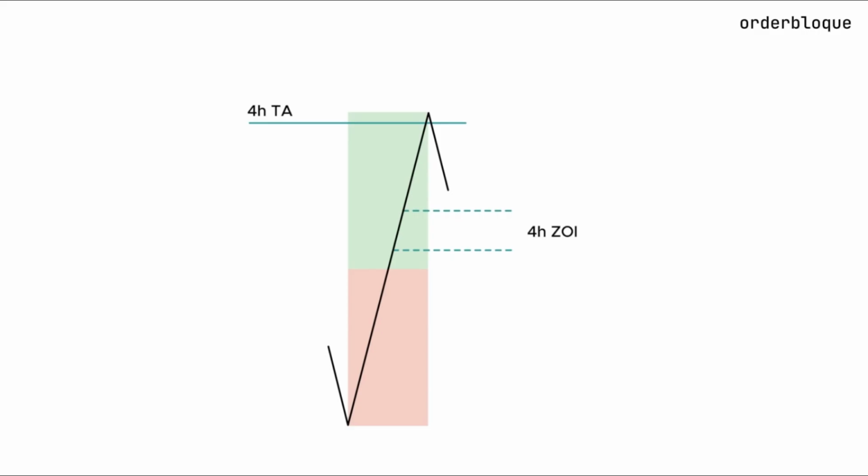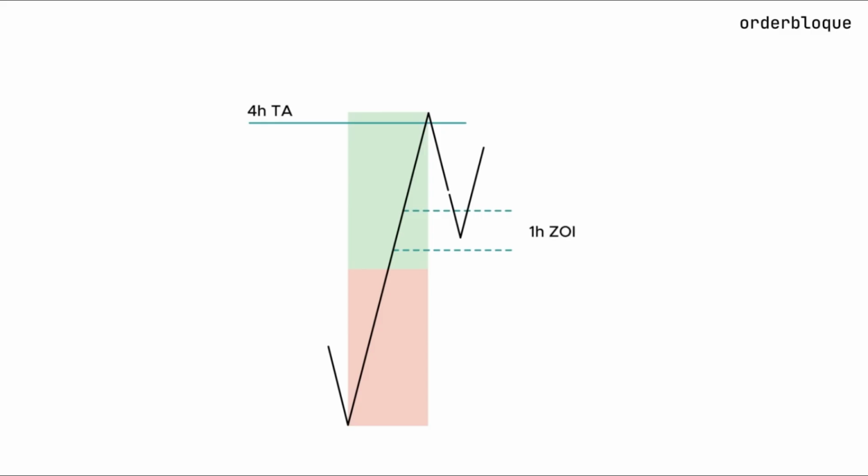Here, it's necessary to make an important addition. The zone of interest within the range doesn't necessarily have to be on the same time frame as the trouble area. This is especially relevant in the context of aggressive order flow. You can observe the price reaction from the zone of interest on a lower time frame as well.